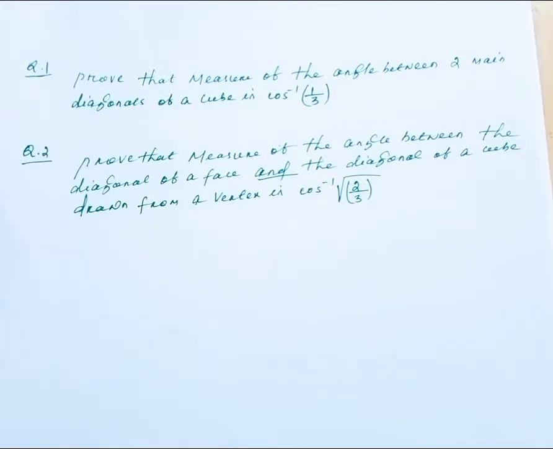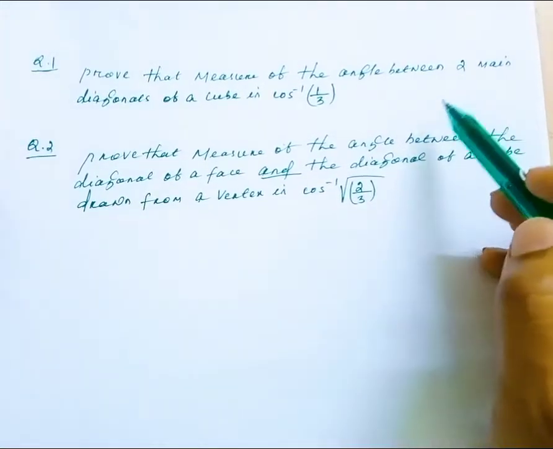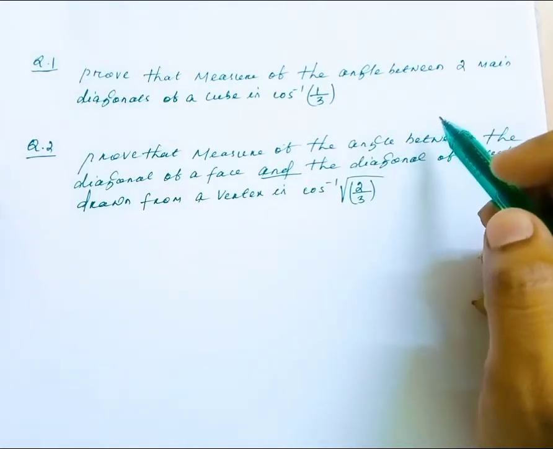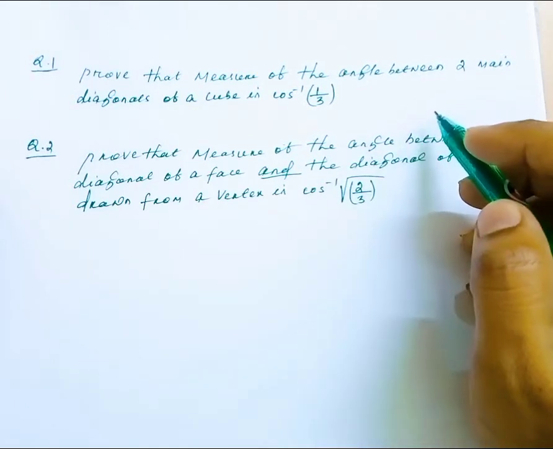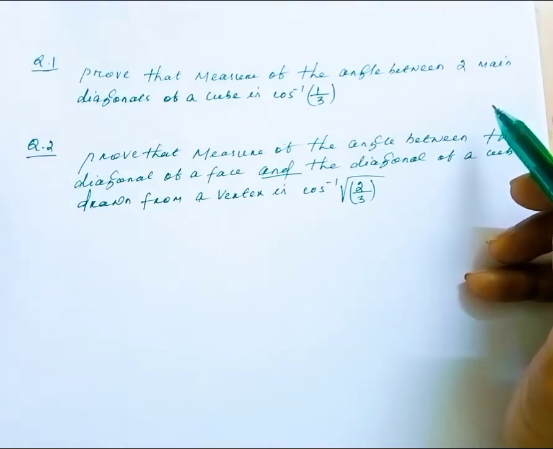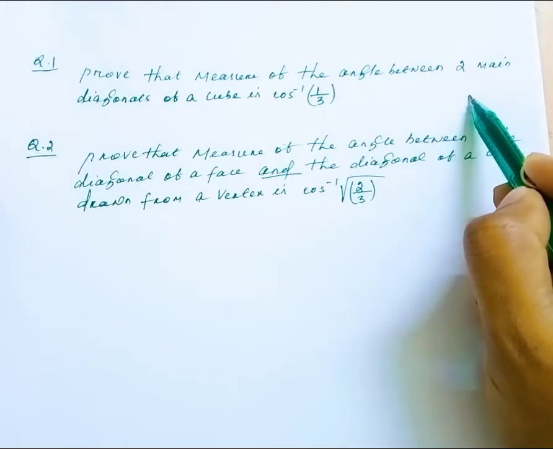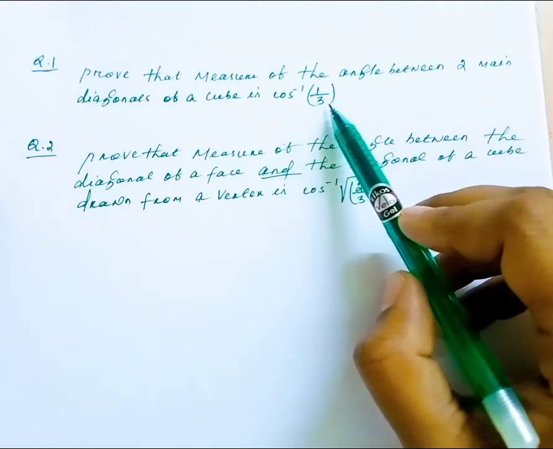First of all, you have to draw a cube in your three-dimensional space. Your task is to find the angle between two main diagonals of a cube. You know what a cube is? A cube means all sides have the same unit. So first, draw a cube in three-dimensional space, find the main diagonals of that cube and the direction ratios of those two main diagonals, and then you can say what the angle between them will be.